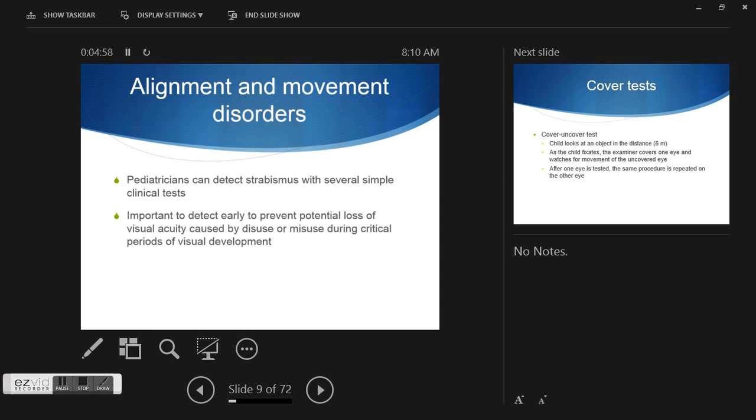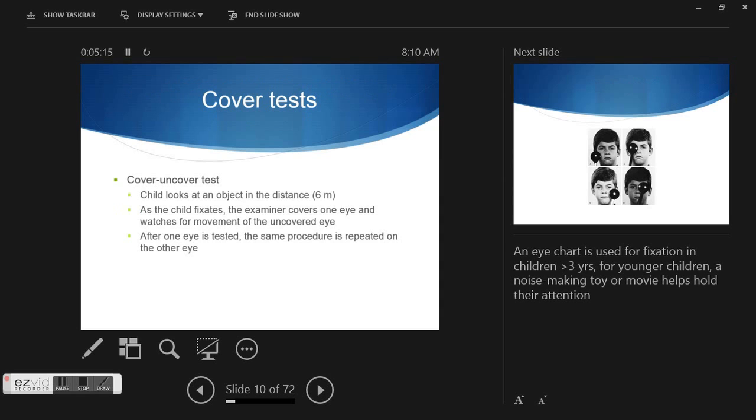So we as pediatricians can detect strabismus with several simple clinical tests. And as I said, it's very important to detect early to prevent the potential loss of visual acuity caused by disuse or misuse during the critical periods of visual development.